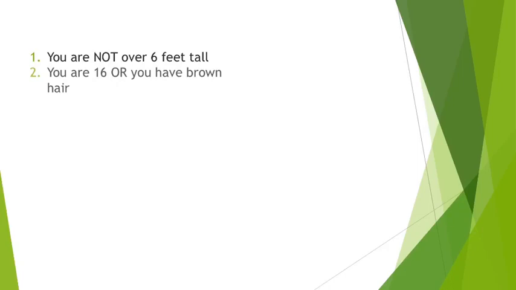Okay, you are 16 or you have brown hair. So if you are 16 years old or you have brown hair, then you would qualify and that would be true. You are not a junior or a sophomore. Okay, so if you're not a junior or a sophomore, that would make you a freshman or a senior, which would not be the case for most of you because you're all sophomores.